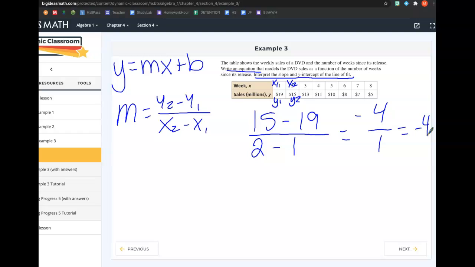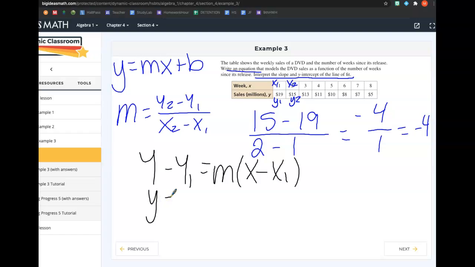And then what's the y-intercept? We do y minus y1 equals m times x minus x1, so we have to write it as y minus y1 equals m(x minus x1). So y minus, what's y1? Let's go with 19. y minus 19 equals my slope, negative 4, parentheses x minus 1.